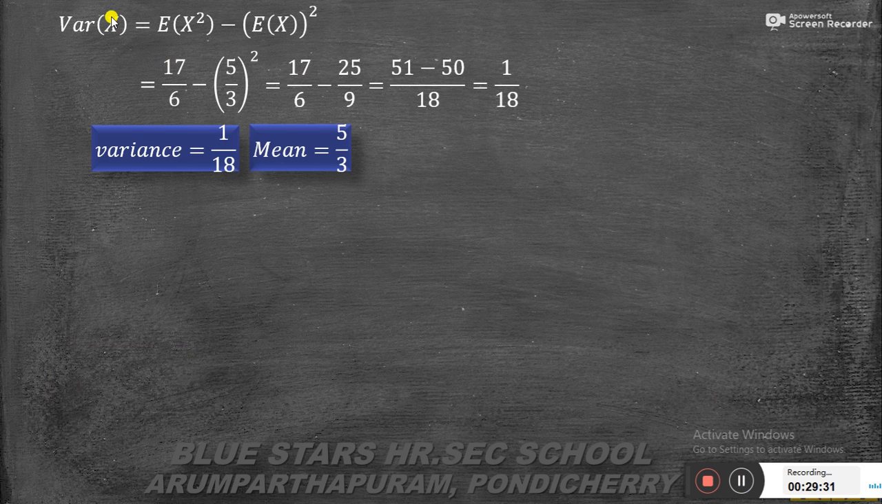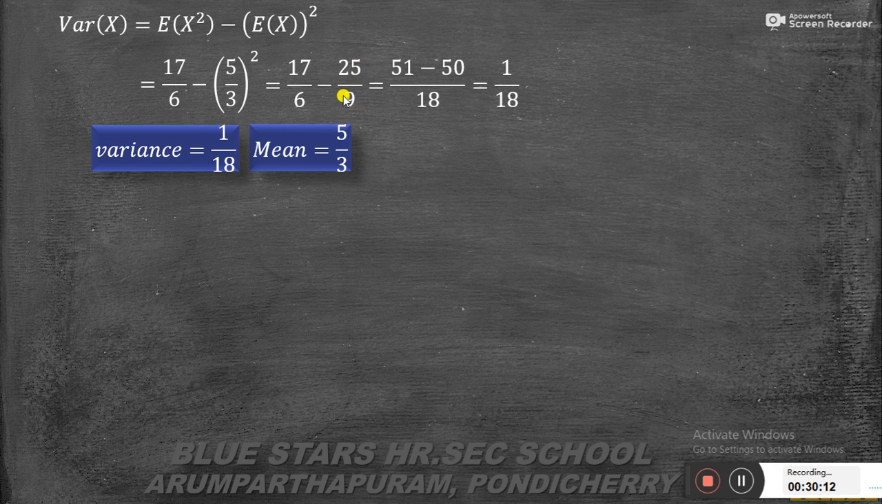Now I apply the formula: variance of x equals expectation of x square minus expectation of x whole square. Expectation of x square is 17/6, minus expectation of x, which is 5/3, whole square. So 17/6 minus 5 square, 25, by 3 square, 9. Therefore, take the LCM. LCM of 6 and 9 is 18. I convert the first term's denominator 6 into 18: 6 3s are 18, so multiply and divide by 3. 17/6 times 3/3 means 17 times 3, 51/18, the first term.